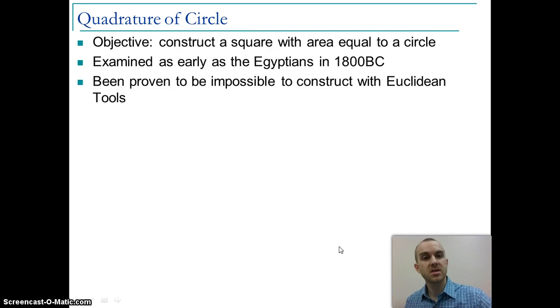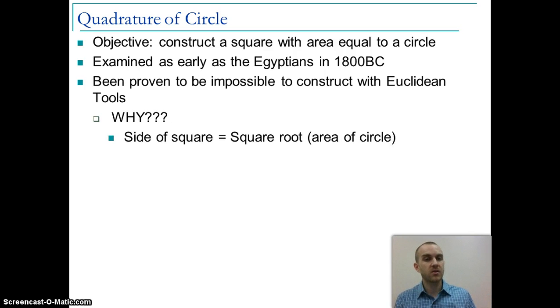So how does that relate to the quadrature of a circle? Well, the ideal is to create a square with the area equal to the circle, and it started as early as the Egyptians trying to figure this out. And here's the reason why you can't construct it with Euclidean tools. As I just stated, we know that the side of that square has to be the square root of the area that we started with.